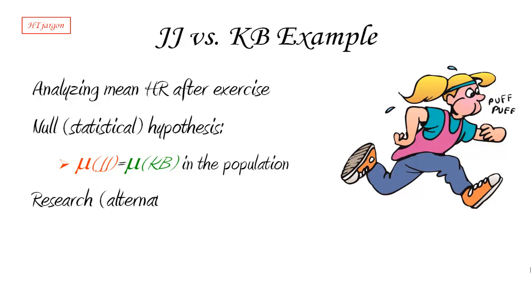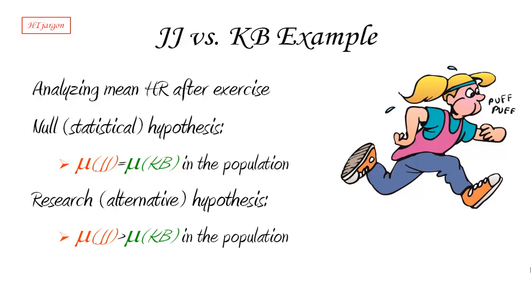On the other hand, the research or alternative hypothesis in our case was that the mean for the jumping jack was going to be greater. We started by saying, is it true that jumping jacks are more strenuous than knee bends? So that is what motivated our research, our analysis, and therefore that is what the research or alternative hypothesis is.